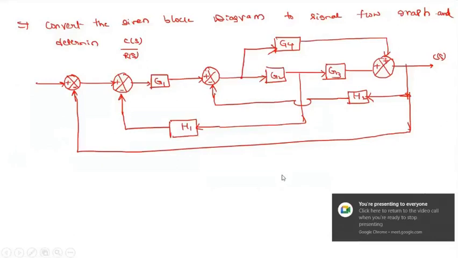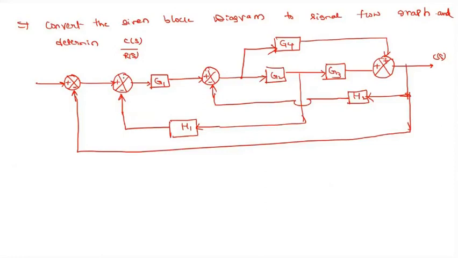Convert the block diagram into a signal flow graph and determine C(s). This block diagram is given to convert to a signal flow graph. After converting, we need to find the transfer function from input to output. So R(s) is the input, C(s) is the output.